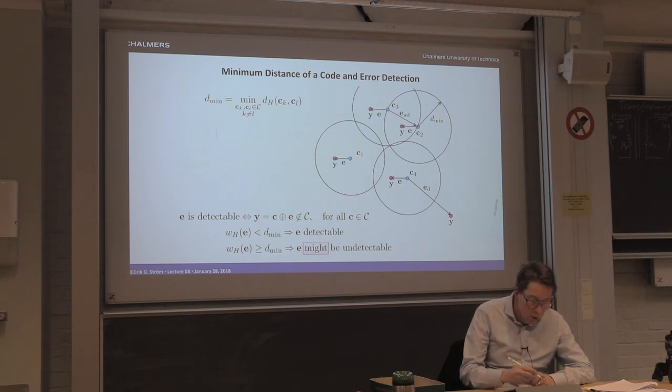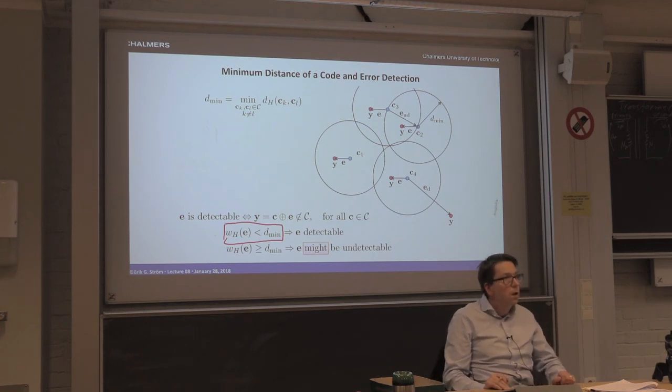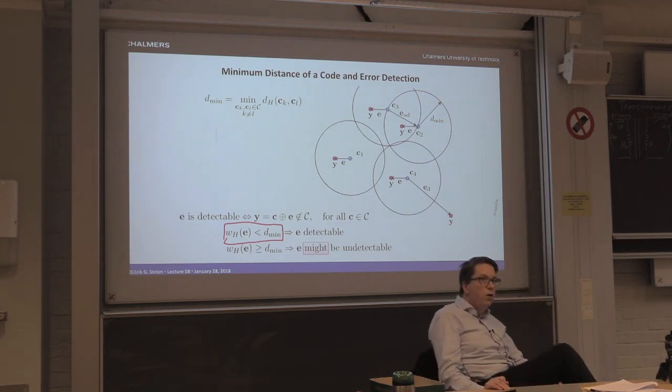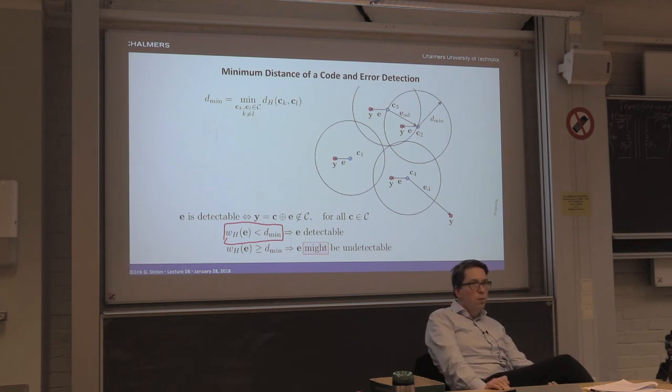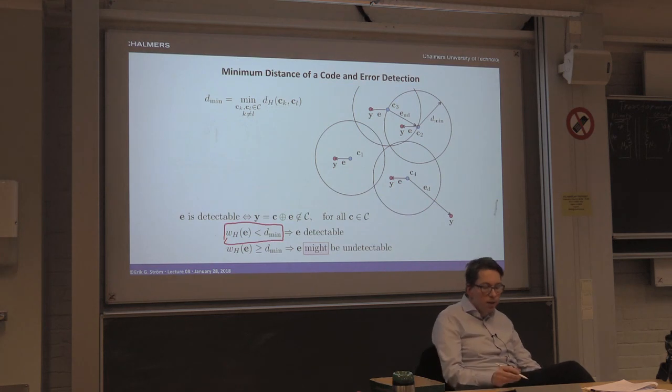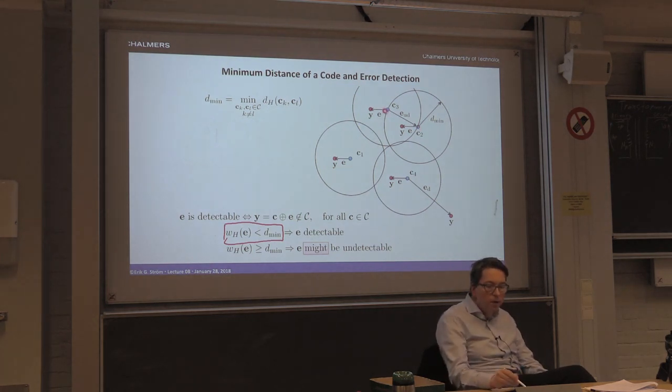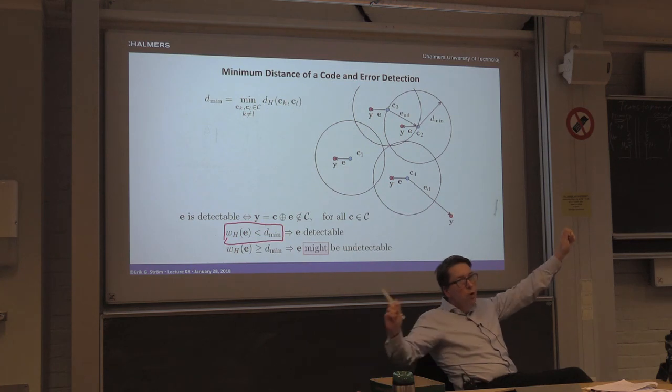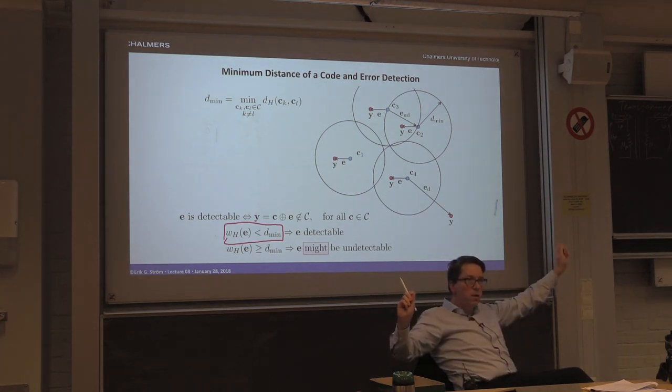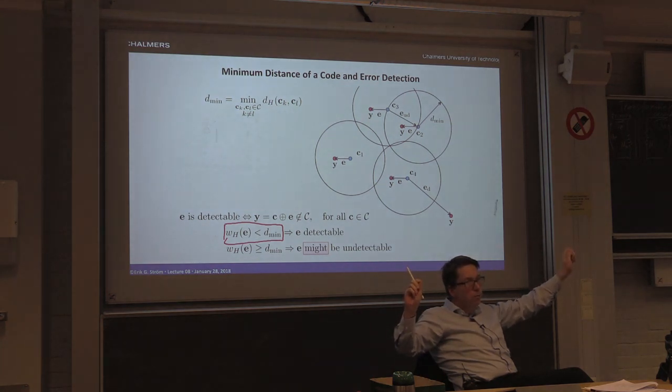Anyways, from this, what would you say a good code would be? Should it have a large minimum distance or a small minimum distance? Large. It should have a large distance. And the rationale is that if there is a large minimum distance, the code words are separated by long distances, which means that it takes many errors to go from one code word to another. That is, we are robust to those.